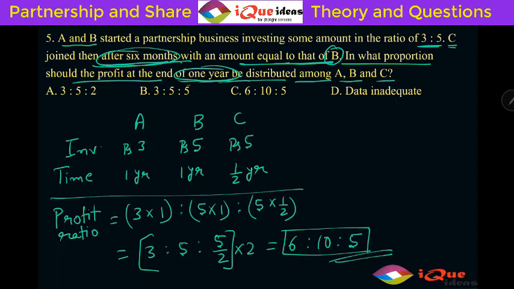And that is the question asking. Question asking, in what proportion should the profit at the end of the 1 year be distributed? So it is 6:10:5, which is the option C here. Alright. Now let's take up the next question.